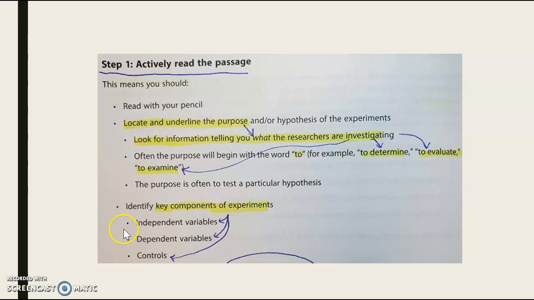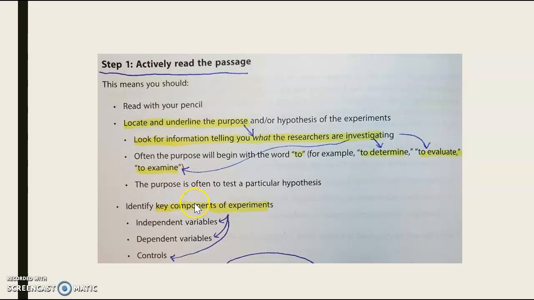Here we're elaborating a little bit more on reading the passage. Once again, there's not a whole lot new. Locate and underline the purpose. Looking for what the researchers are investigating. You want to know the what. This will be indicated in reading by using the word to. A couple examples: to determine, to evaluate, to examine. So if you see those phrases, you know they're actually telling you what the researchers are investigating. We were doing this to determine that.